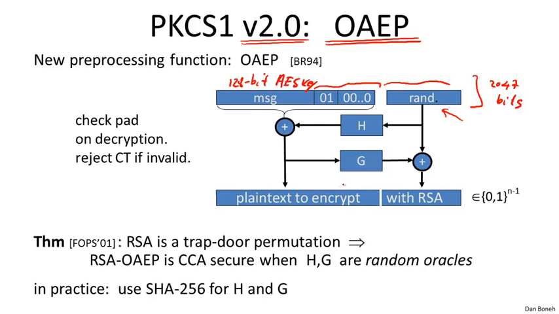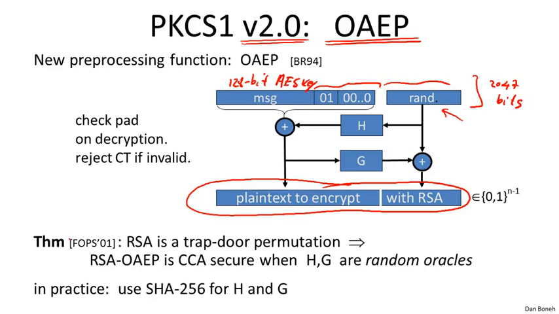And then finally, you get these two values that you can concatenate together. So you concatenate the left side and the right side. That gives you something that, say, is 2047 bits long. And that's the thing that you apply the RSA function to. And the result is the RSA encryption.